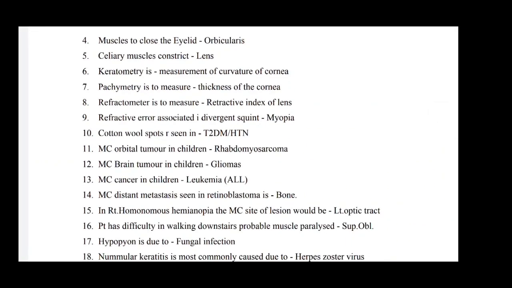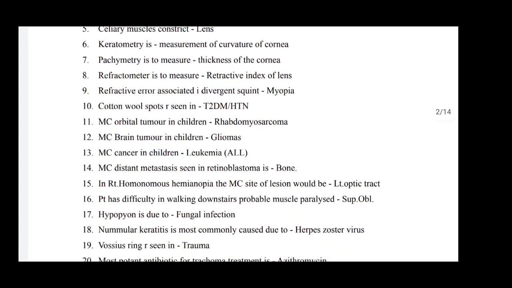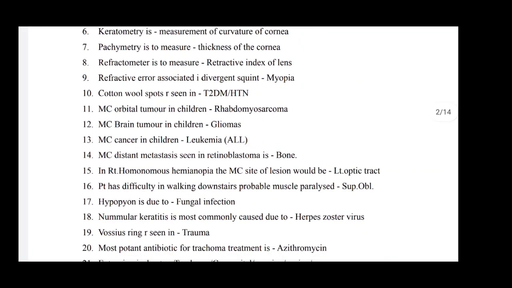The muscle to close the eyelid is orbicularis. Ciliary muscles constrict the lens. Keratometry is a measurement of the curvature of the cornea. Pachymetry is to measure the thickness of the cornea. Refractometer is to measure the refractive index of the lens. Refractive error associated with divergent squint is called myopia.